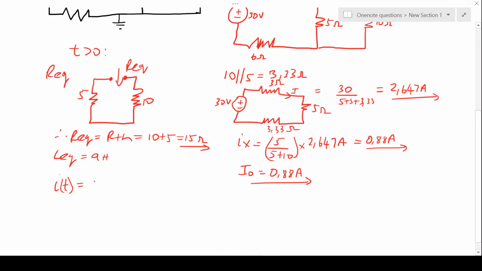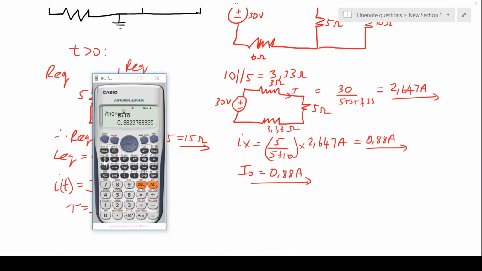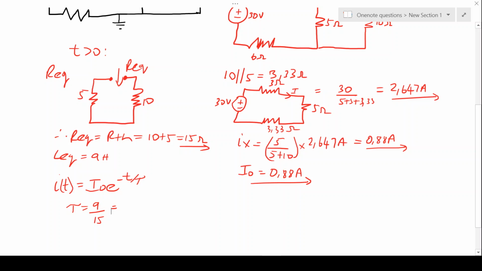Finally, we can say the current IT is equal to I0 e to the negative t over tau, right? Where tau is equal to L over R, which is 9 over 15, and that will give us a value of 0.6. So 0.6 seconds.